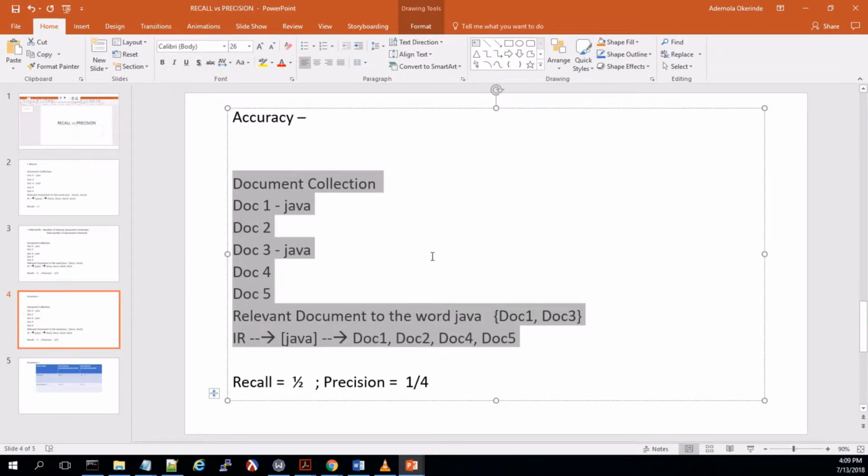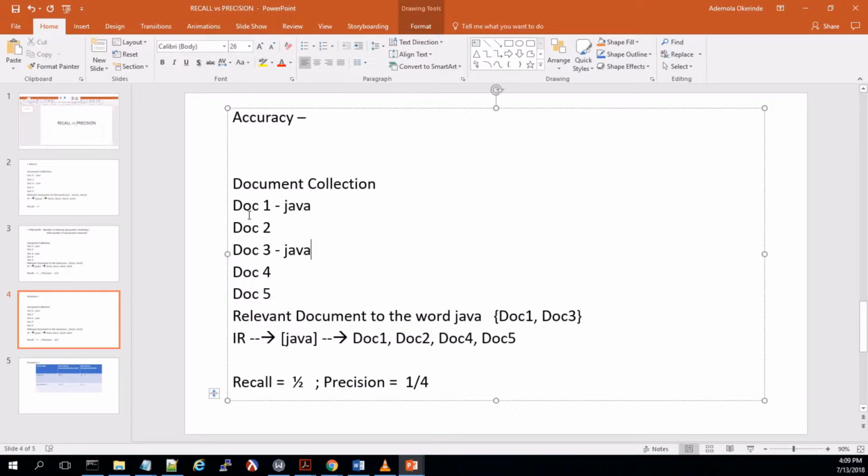tutorial. Just as a brief reminder, we have in our collection 5 documents, and there are just 2 documents that are relevant to the word Java. So we know that there are 2, document 1 and document 3, and that is our expected result, the actual result, the relevant documents.